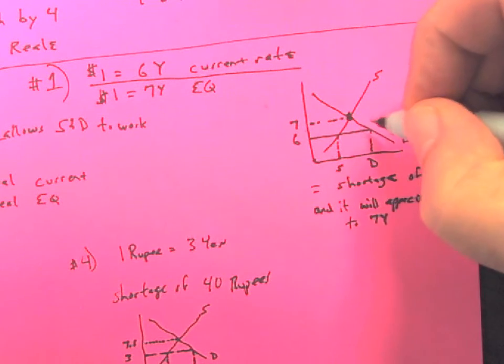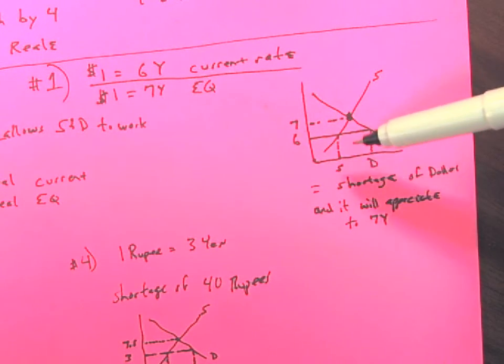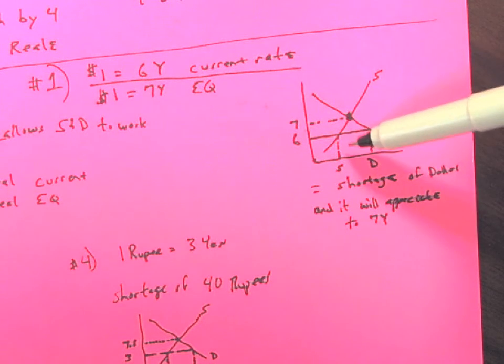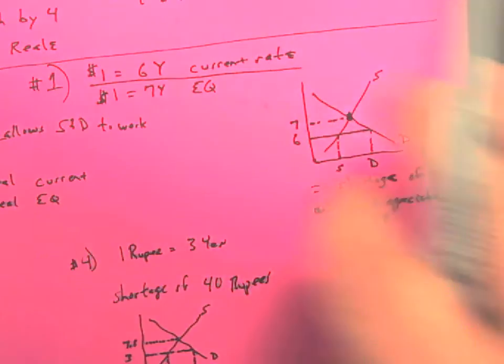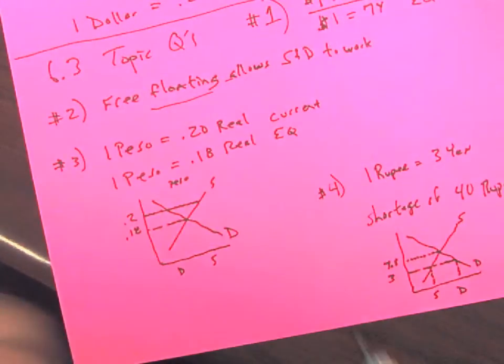So what that means is if the exchange rate is $1 for 6 yen, that means the dollar will have to appreciate, and you'll have to get 7 yen eventually when it comes back to equilibrium. So that's how you kind of solve these weird-looking questions that I didn't really go over in class at all because I forgot that they were on there.